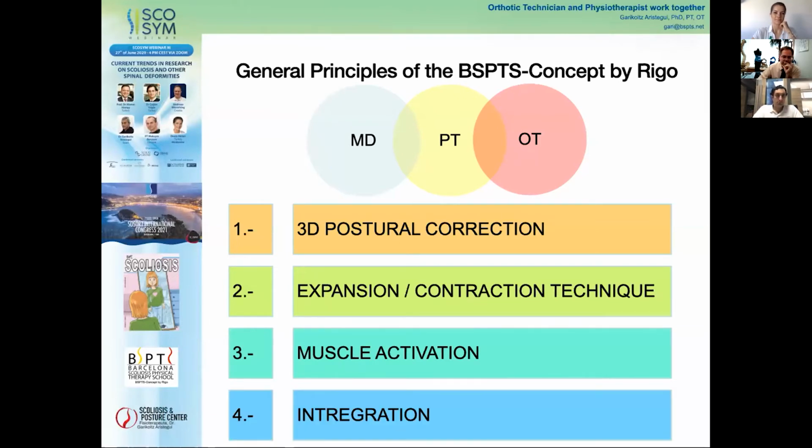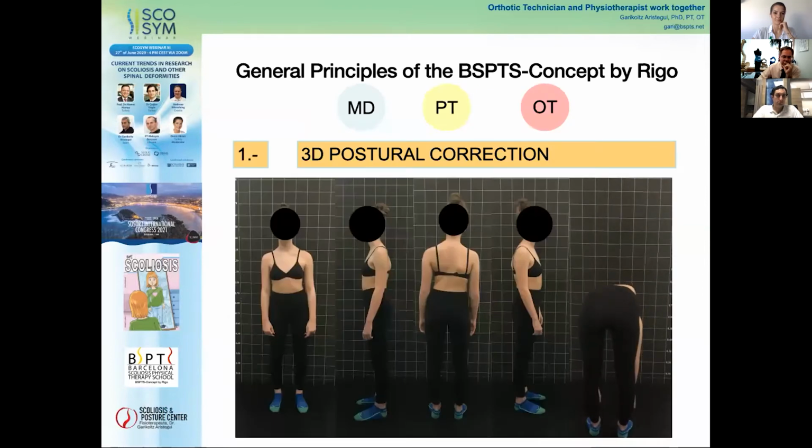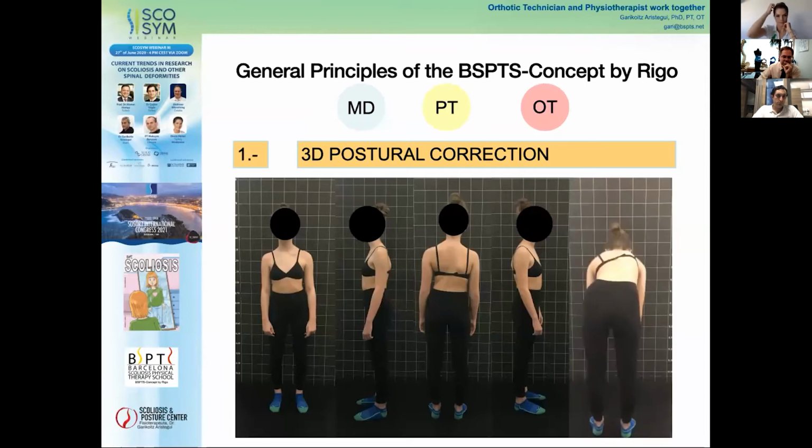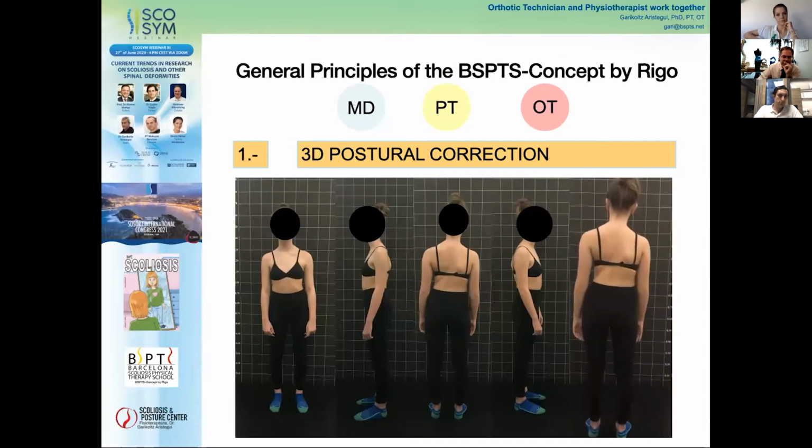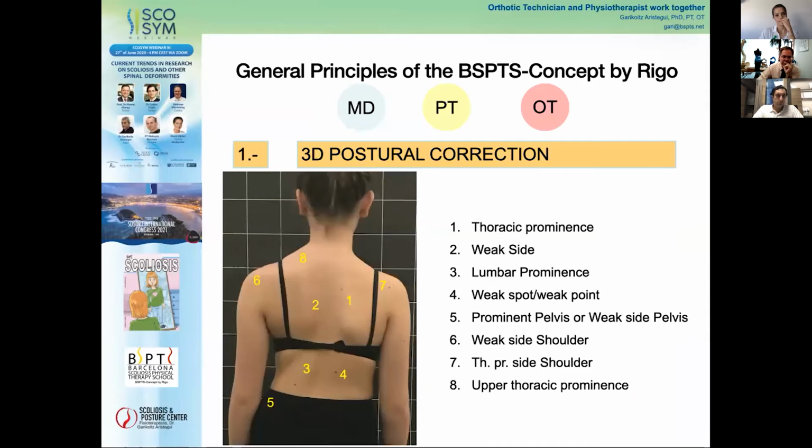Okay, now, here, for example, I would like to revise a little bit. When we are in front of the postural assessment, when we are in front of the patient, we know and we can define some specific areas. This is very important, to know what is the prominence, where is the collapse, and where is the pelvis, if it's prominent on one side or the other, and how the shoulders are.